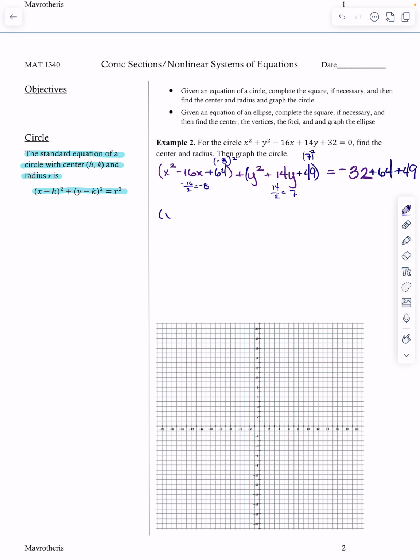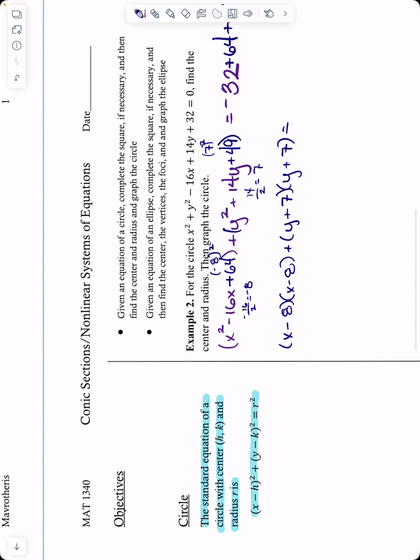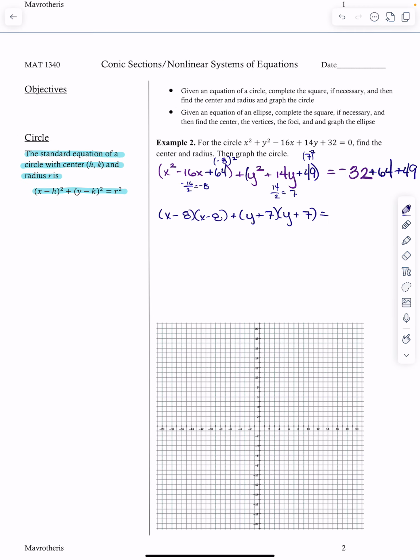Now we're going to factor. This gives me an x minus 8 times x minus 8. I get a y plus 7 times y plus 7. I get negative 32 plus 64 is 32, and 32 plus 49 is 81. I got x minus 8 quantity squared, y plus 7 quantity squared equals 81. And just so it matches the formula, I'm going to write it as 9 squared.